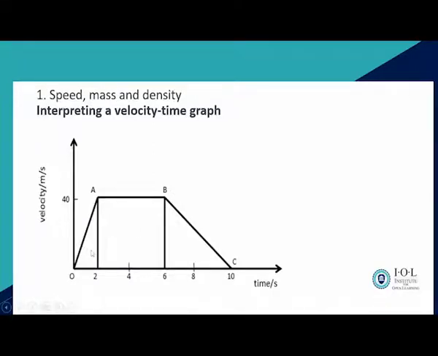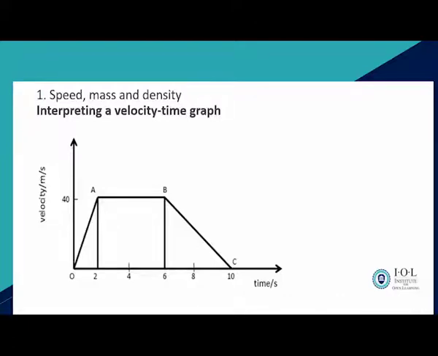Then you calculate the area for the first triangle. You calculate the area of the rectangle. You calculate the area of the other shape, which is a triangle. Then you add them together. That's how we calculate the total distance traveled on a speed time graph.